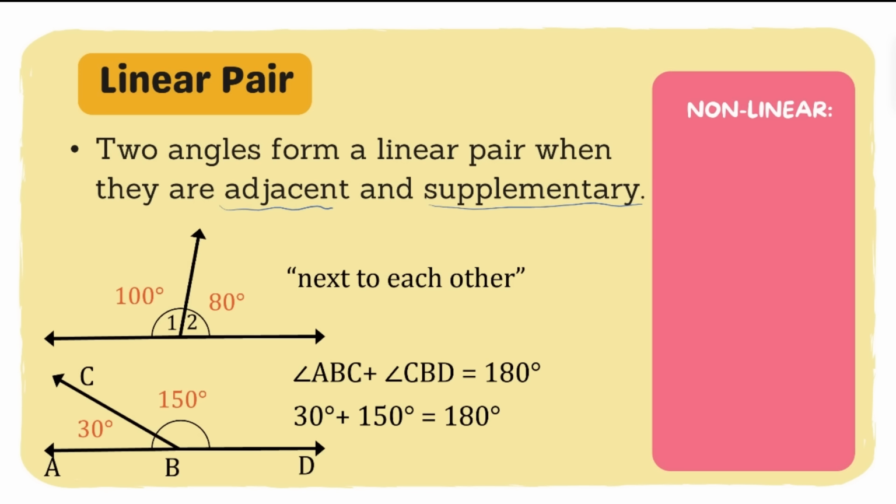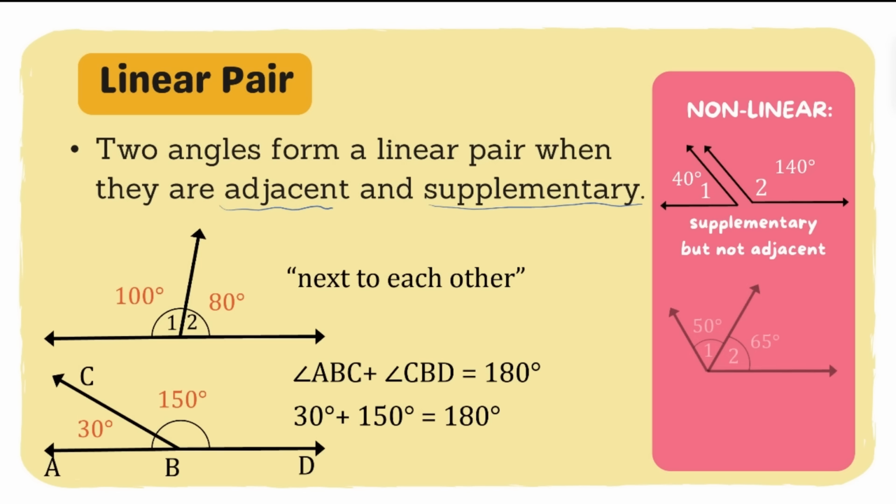Okay, ano naman yung mga examples ng nonlinear pair? Okay, we have these examples. So you can see, we have angle 1 which measures 40 degrees and angle 2 which measures 140 degrees. Now sir, supplementary naman sila kasi pag pinag-add natin magiging 180. Yes, pero they are not adjacent. Walang common side, walang common vertex.